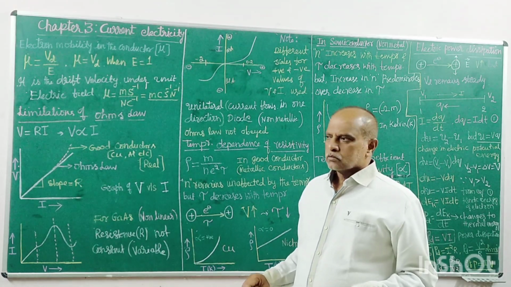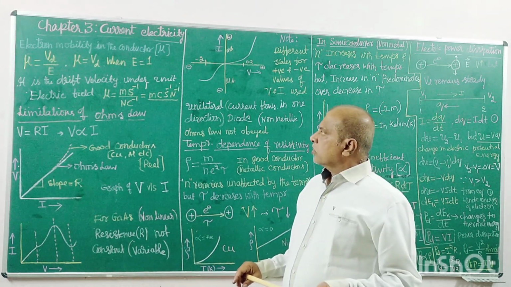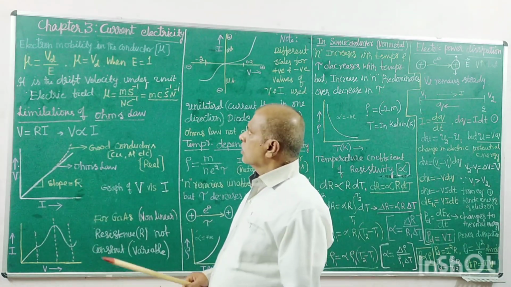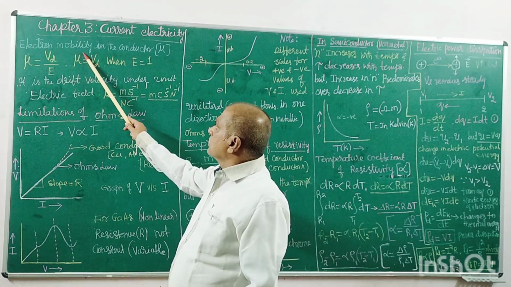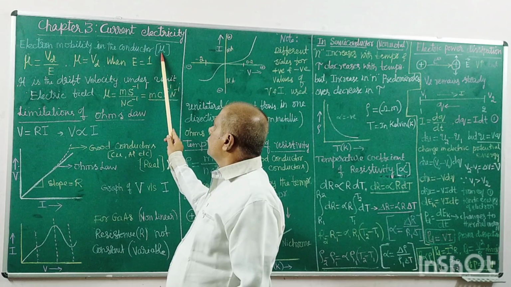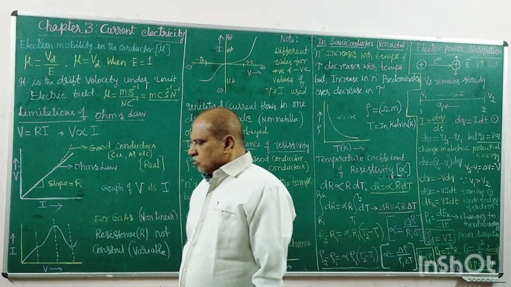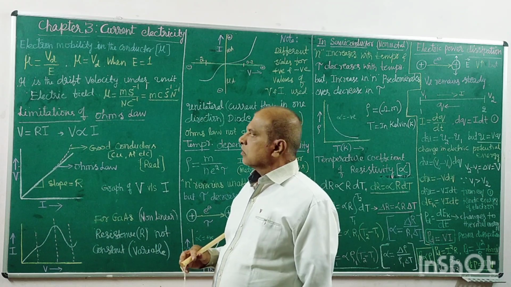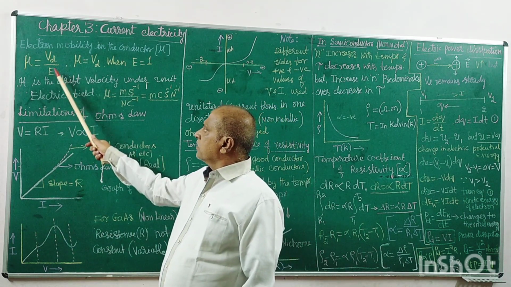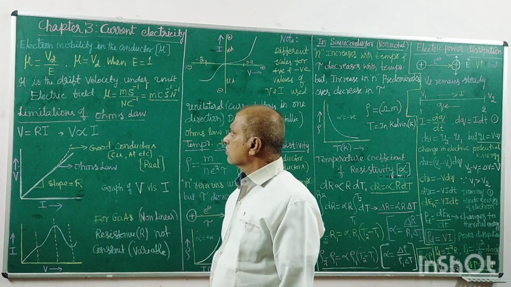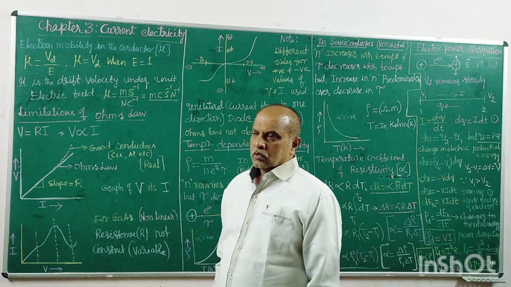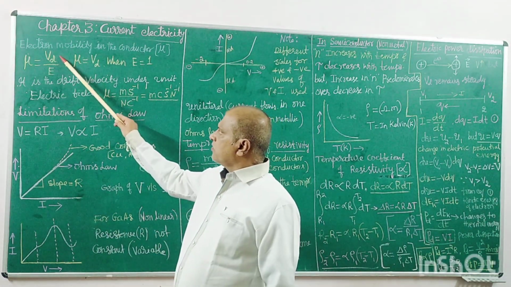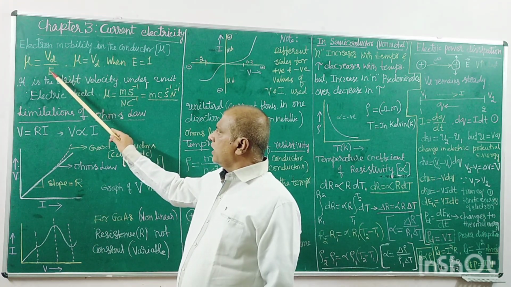Here we are looking for the definition for the term electron mobility. The symbol is mu. It is given by the equation mu equals Vd divided by E. It is the ratio of drift velocity to electric field.